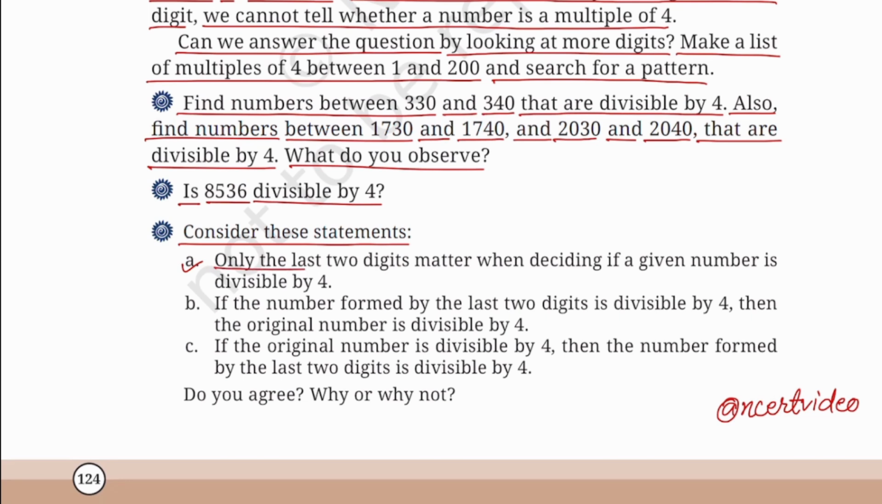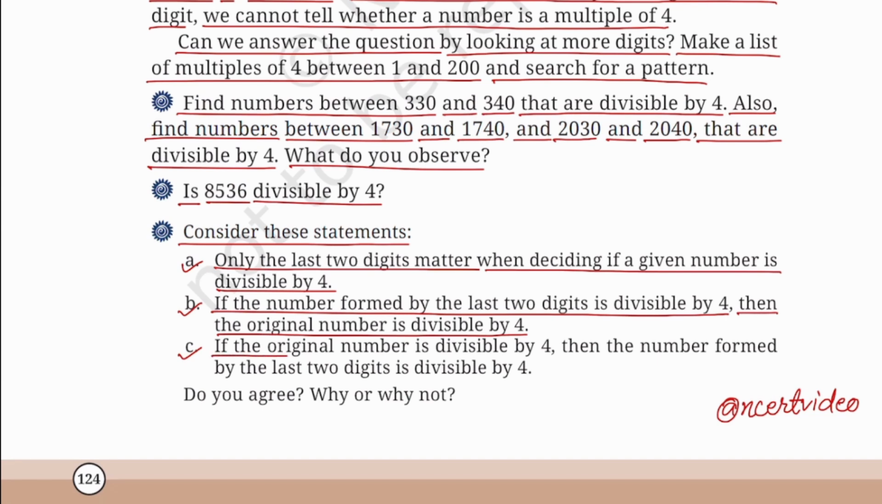Consider these statements. A. Only the last two digits matter when deciding if a given number is divisible by 4. B. If the number formed by the last two digits is divisible by 4, then the original number is divisible by 4. C. If the original number is divisible by 4, then the number formed by the last two digits is divisible by 4. Do you agree? Why or why not?